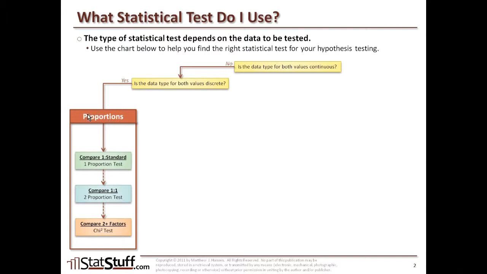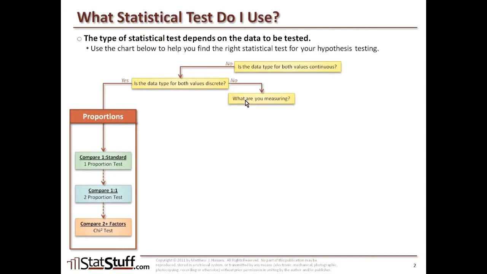Again, these are the tests that we'll use when we're trying to measure proportions to see if there's a statistical difference between the proportions of the groups that we're analyzing. Now in this case, if we had answered here that the data type for both of these values are not both discrete, and we'd already previously answered that they're not both continuous, then that tells us one of them is continuous and the other one's discrete. Well, in that case, we're going to go down this path.